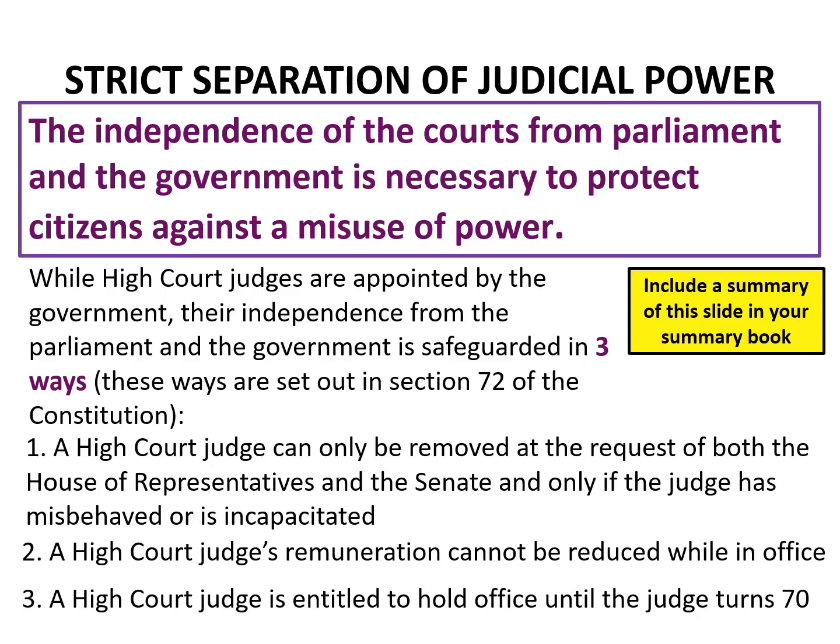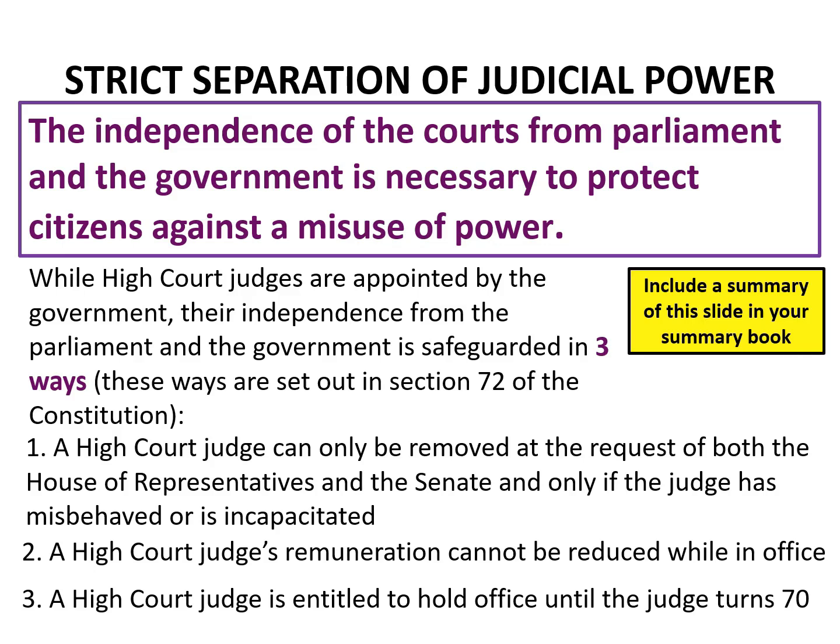So you can see that the Constitution goes to some length to ensure that High Court judges are independent of both Parliament and the government by giving High Court judges a very secure job. Once appointed to the High Court, a High Court judge is entitled to stay in that position until they turn 70. And while they're in that position, their remuneration can't be reduced. The only way in which a High Court judge can be removed from their position is if both Houses of Parliament vote to remove the judge, and then only if the judge has misbehaved or is incapacitated.